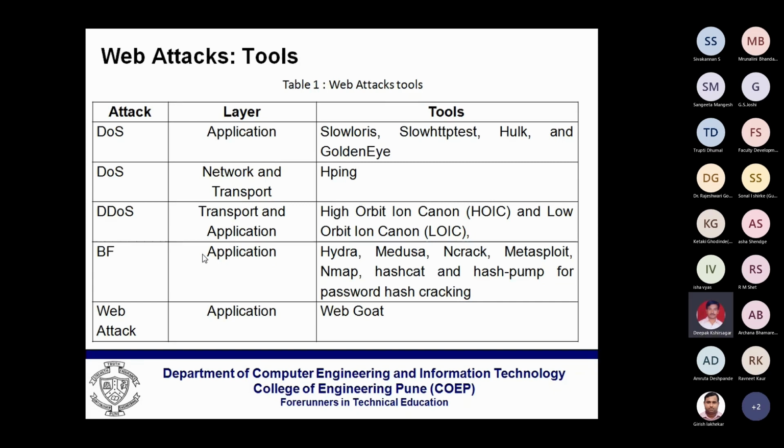Again, the hackers are very intelligently doing denial of service attacks towards the web application at the application layer. So they are using Slow Loris, Slow HTTP Test, Hulk, and GoldenEye tools. It means they are again targeting the security of our application level.